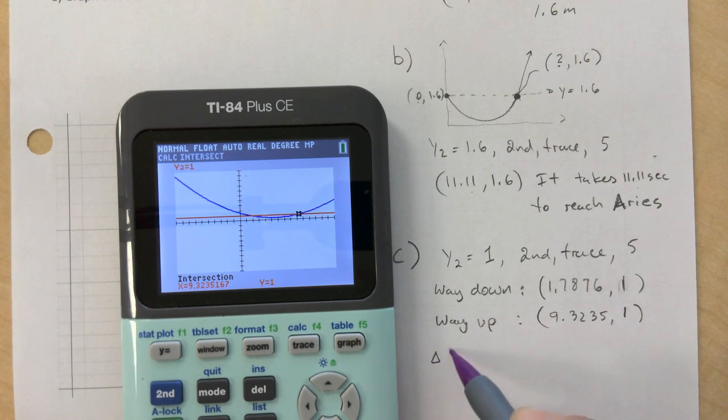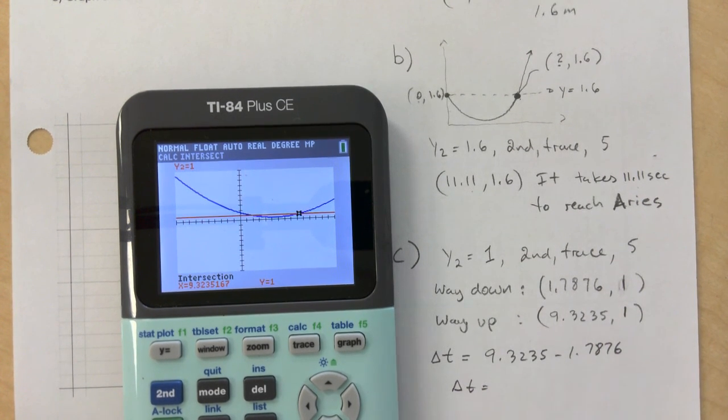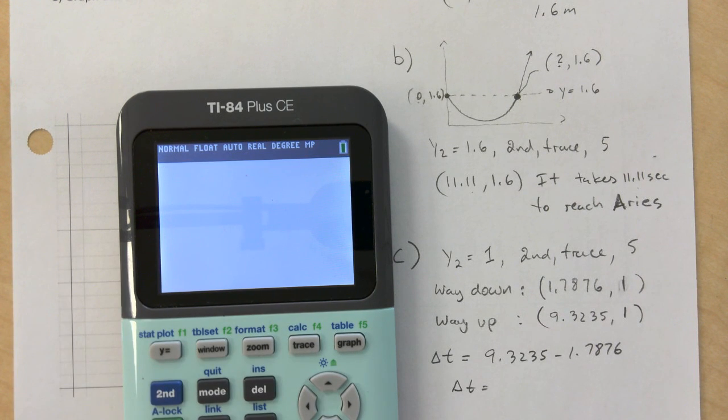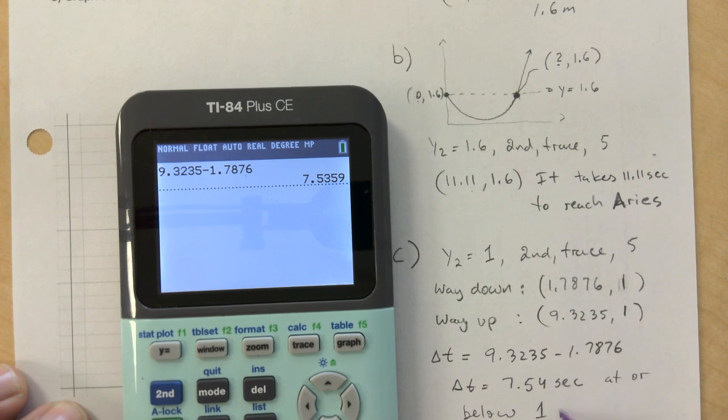So delta time, right, we go 9.3235 minus 1.7876. I'm going to quit this screen and there it is. And it's 7.54 seconds. Now I can round, okay? At or below 1 foot.